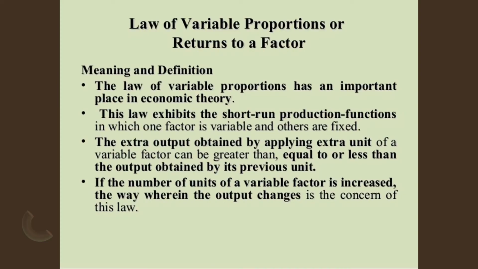The law of variable proportions is also known as returns to a factor. Meaning and definition: the law of variable proportions has an important place in economic theory. This law exhibits the short-run production function in which one factor is variable and the others are fixed. The extra output obtained by applying an extra unit of variable factor can be greater than, equal to, or less than the output obtained by its previous unit.